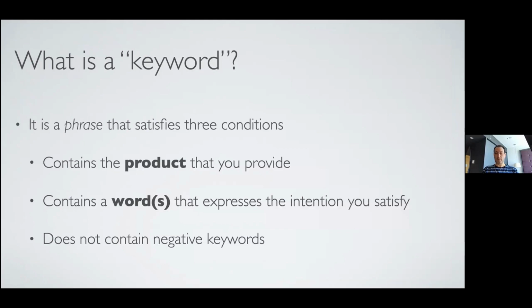And I could think of three main things that I usually use. So the first thing is that it's a phrase, and this phrase has to contain the product that you provide. Of course, the product doesn't necessarily need to be a physical product. Could be a service, could be a destination, could be a course, anything that you provide. And it also needs to contain a word, and this word needs to express the intention that you're trying to satisfy. So it could be buy, it could be learn, it could be travel, it could be any of these things. So these are the two main things. And of course, it shouldn't contain any negative keywords, like the word cheap if you don't want it, or certain areas where you don't sell, and so on. But these are the two main things that we will be working with.